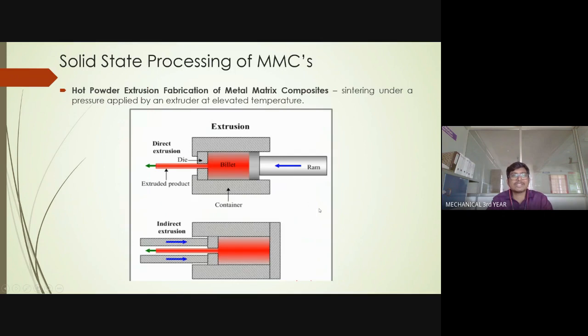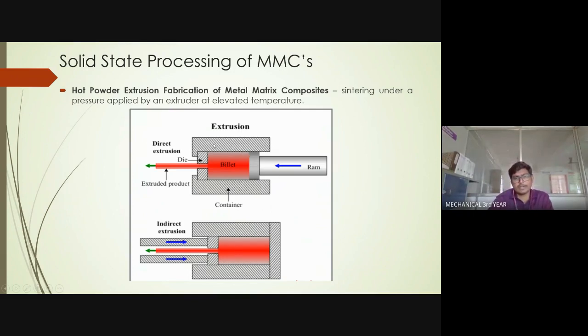The next thing is the hot powder extrusion fabrication method. This is similar to the extrusion method that we have seen in Manufacturing Technology One. Here we have a billet, and the billet is nothing but a powder, into which we have a forward extrusion and also a reverse extrusion gap. The first thing we are going to talk about is forward extrusion, and the next is reverse extrusion.